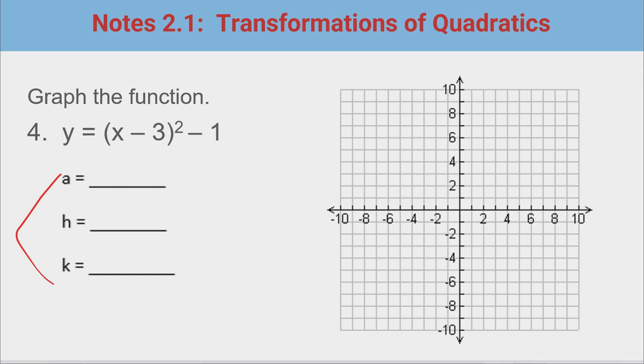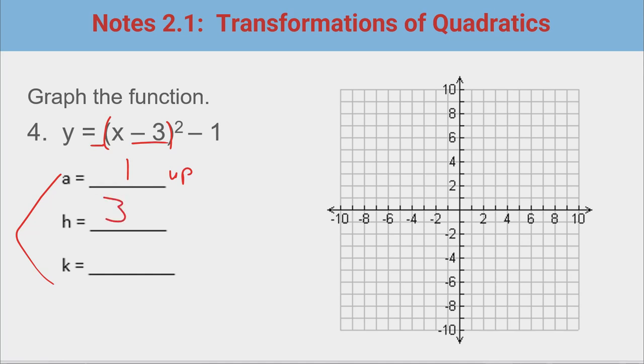Right, so A, right, there is nothing out in front. So my A value is not 0, right, because if I said it was 0 and I multiplied all of this by 0, I would not have a parabola anymore because I would get a bunch of zeros right there. Right, so my A value is 1, and that tells me that my parabola is going to open up.